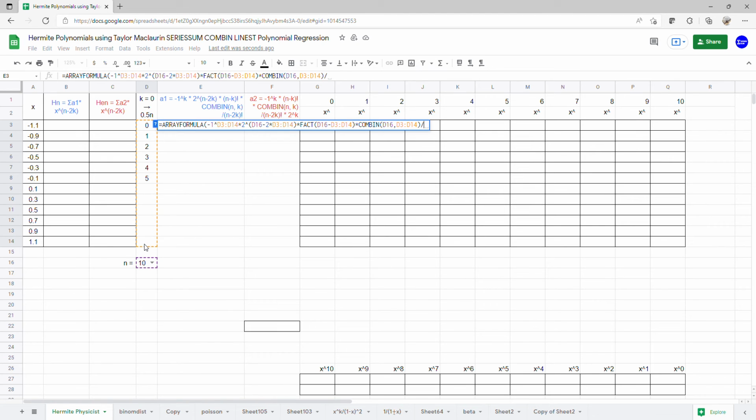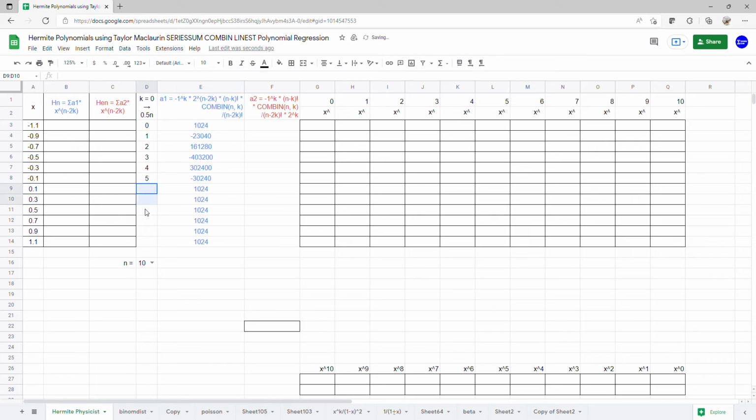Now the denominator, that is factorial n minus 2k. So n minus 2 times k. Then enter. If this is empty, this should be 0. So we correct this. Now if k is empty, then 0, otherwise calculate.